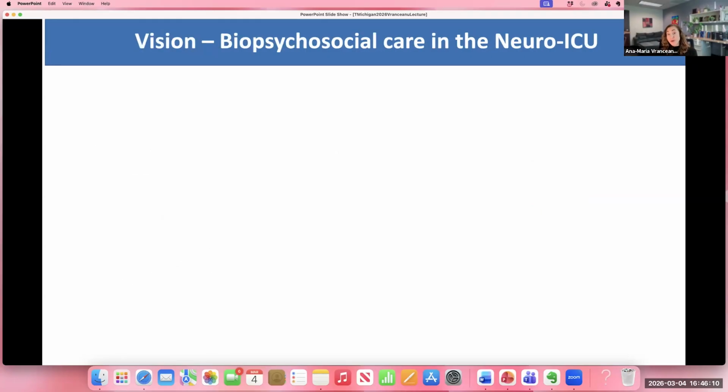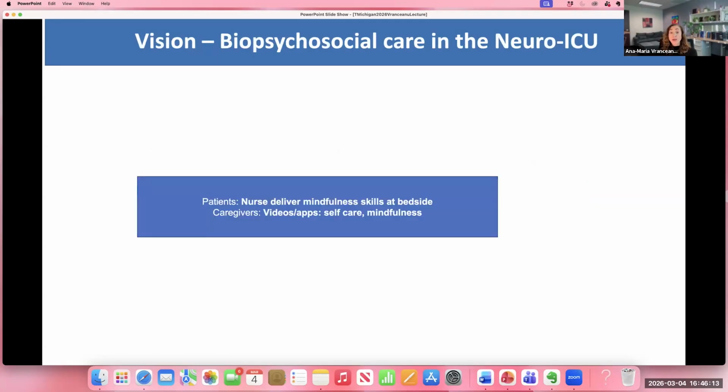So really, we have a vision for biopsychosocial care in the Neuro ICU. We really believe that all patients should get some kind of mindfulness skills at bedside. This is stressful. You may not screen in for emotional distress, but you're going to be activated. And so getting some kind of mindfulness skills at bedside will be important. For caregivers, recommending apps. There are a lot of really good apps out there just as a resource for them to use as they're sitting around or meeting with patients. Sometimes patients and caregivers together can say, okay, let's take this mindfulness exercise and do it together.